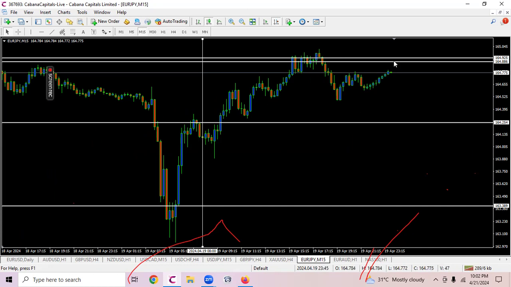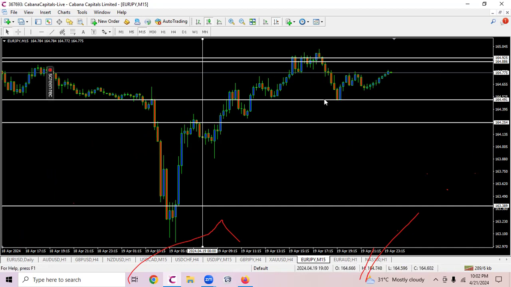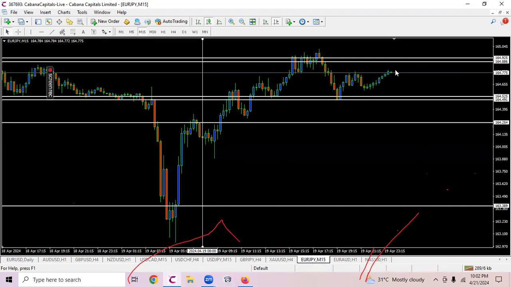It's either price comes to fill this gap for me to sell, or this support. You can see it's a key level. It's a demand zone. I want to wait for price to pull back and fill this gap before I sell, or pull back and break this support. So those are the two areas I will consider selling Euro JPY. Price should break this support or pull back and fill this gap before going bearish.